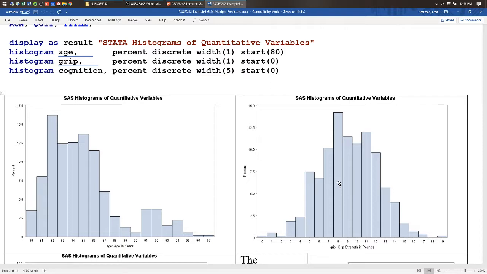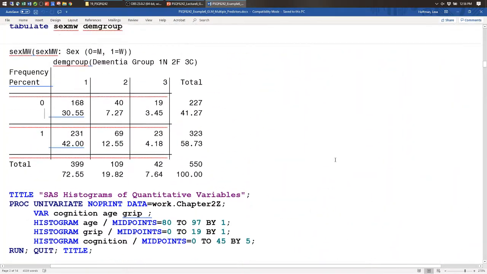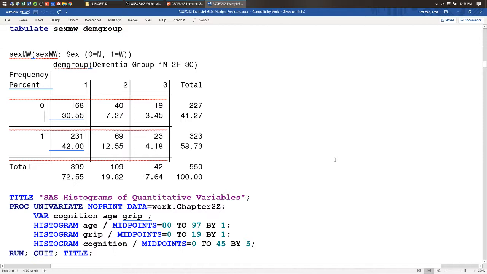So yes. What about if we put gender or dementia group in the model as predictor? Then what have we done? ANOVA, yeah. What does ANOVA stand for? Analysis of variance. Correct. And if we put those two in the model and age and grip strength, ANCOVA, analysis of covariance.